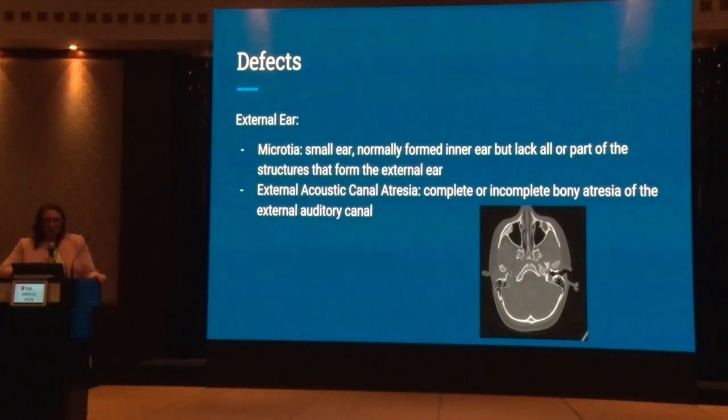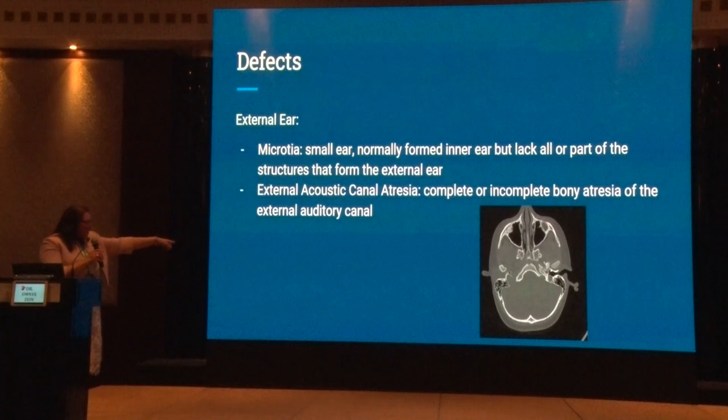Defects due to a congenital or hereditary problem. Defect in the external ear: microtia, which means a small ear, a small auricle, or there is no pinna. Sometimes it is small, or sometimes it disappeared completely or fused completely. Number two, external acoustic canal atresia, also sometimes complete or incomplete. Like in this X-ray, the right ear is normal, but in the left ear there is no auricle and there is no external canal at all. It is completely blocked.